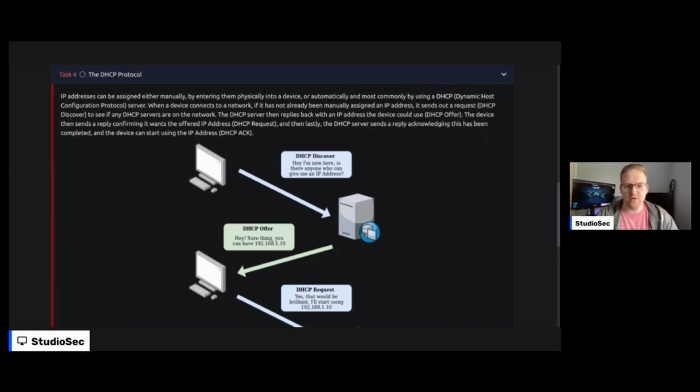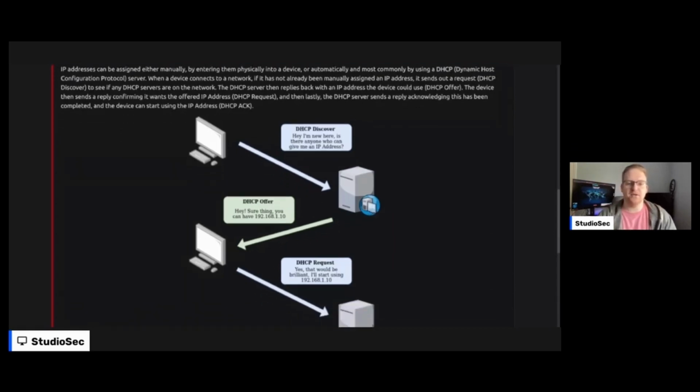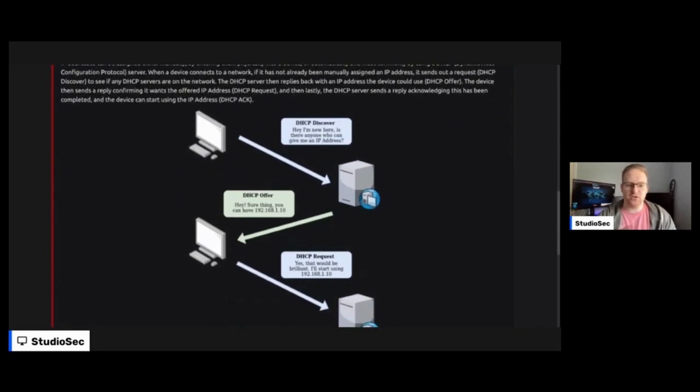The DHCP server then replies back with an IP address the device could use. The device then sends a reply confirming it wants the offered IP address. And then lastly, the DHCP server sends a reply acknowledging that this has been completed, and then the device can start using the IP address. So this is literally, you have just joined the network.